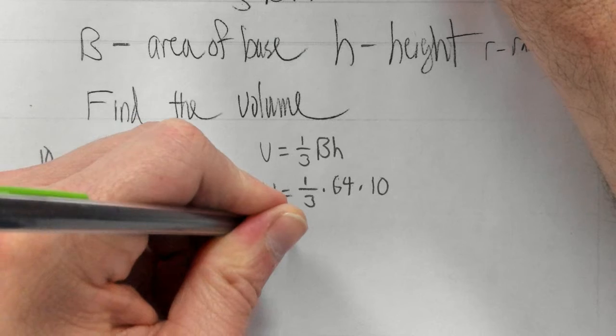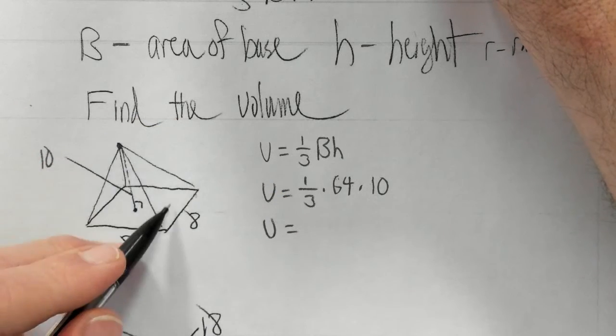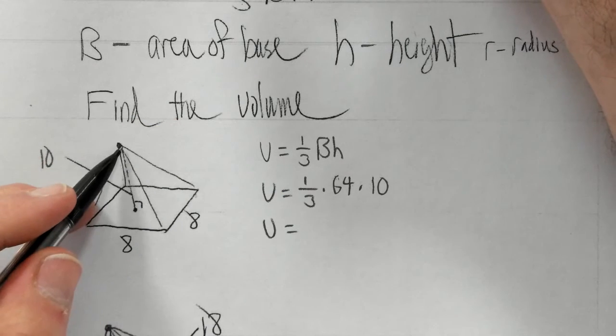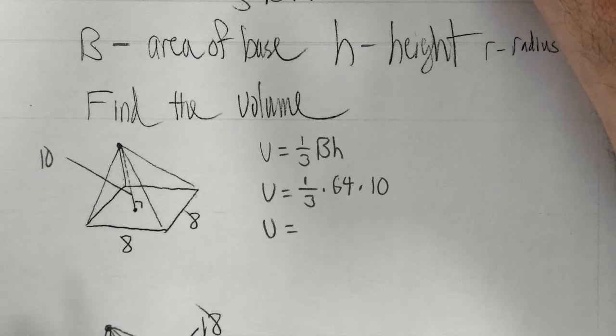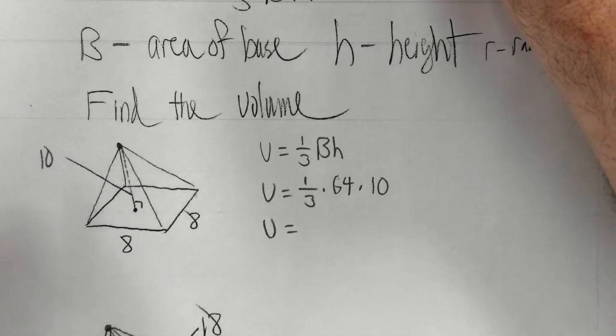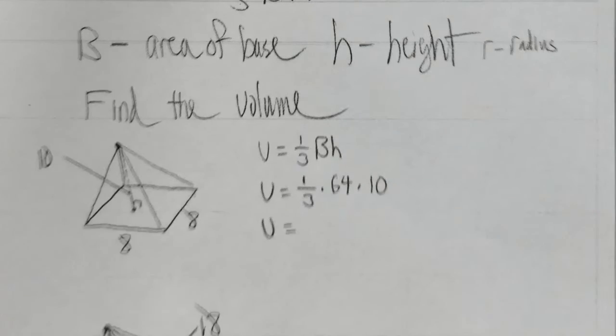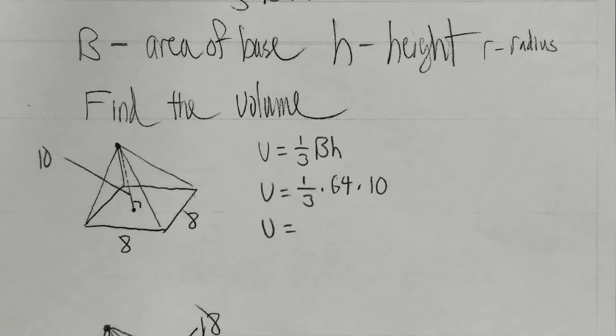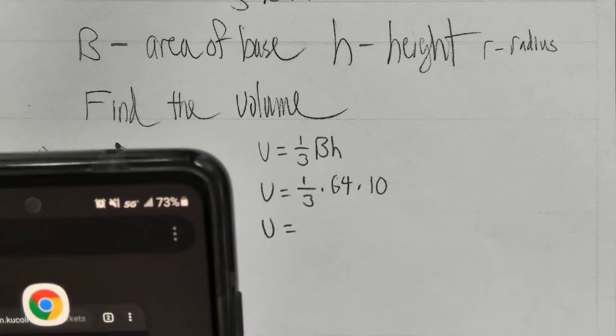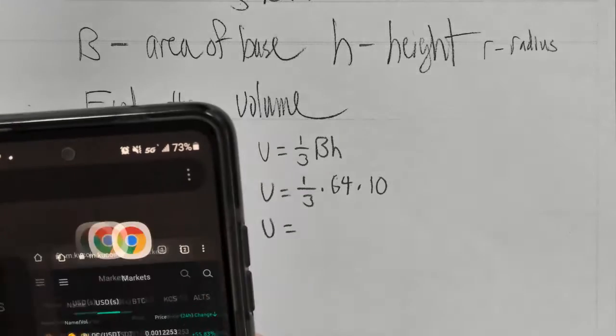Now remember, in the surface area we needed the slant height of the pyramid, but with volume you need the real height of the pyramid. So make sure that you're not using slant height. All right, so from here it's just a matter of plugging in and seeing if we can come up with the right answer here.